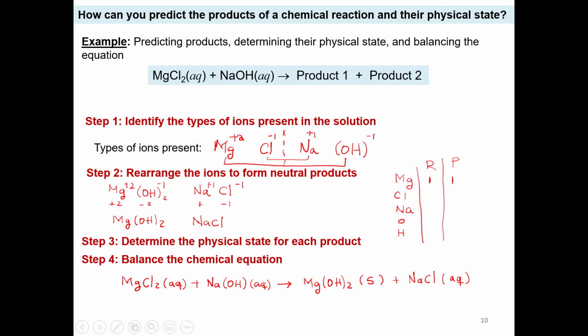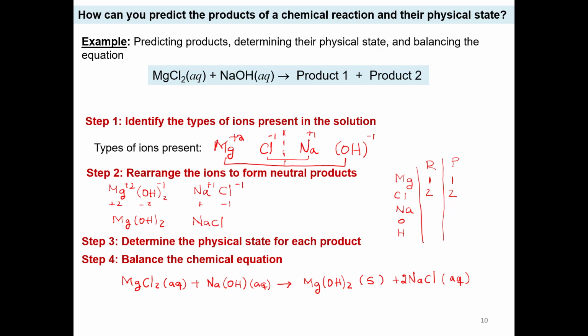Let's see with chlorine. We had 2 chlorines here, but in this side we had just 1. Then in order to get the same number of chlorine on both sides, we need to multiply sodium chloride by 2. Then now we will have 2 here, and we will have 2 times 1 is 2. And we have 2 and 2 on both sides of the equation.